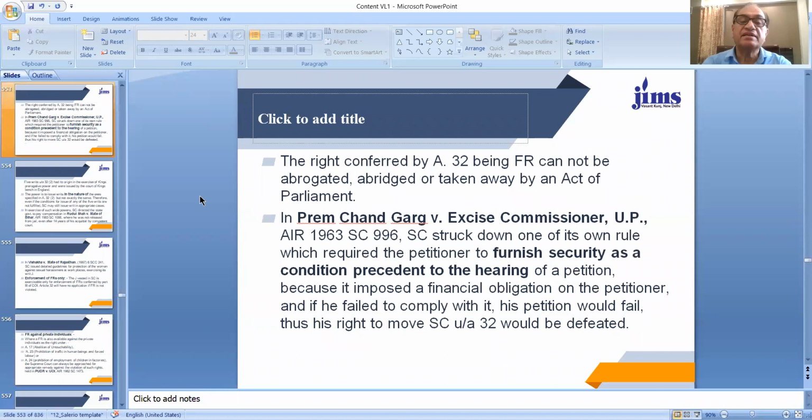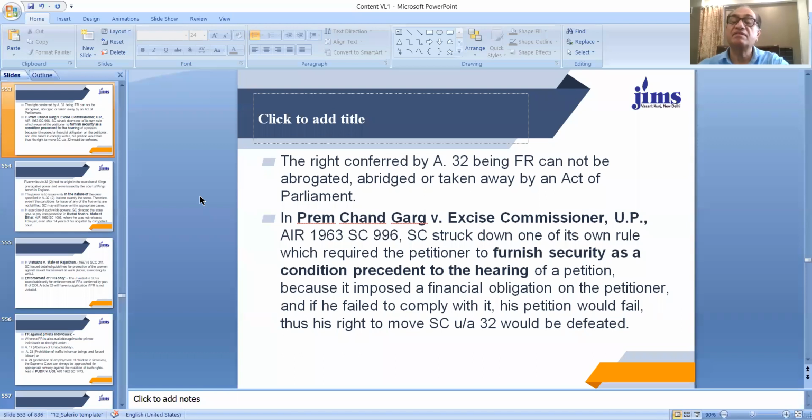So this right conferred by Article 32 itself is a fundamental right, because it falls in Part 3 of the Constitution. You see, Part 3 of the Constitution starts from Article 12 and it ends at Article 35. So Article 32 is a part of Part 3. Article 32 is a fundamental right to move to the Supreme Court. This is also known as the right to constitutional remedy.